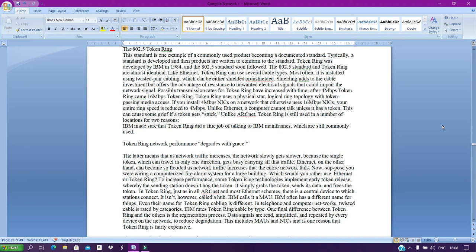Unlike Ethernet, a computer cannot talk unless it has a token. This can cause some grief if a token gets stuck. Unlike ARCnet, token ring is still used in a number of locations for two reasons. IBM made sure that token ring did a fine job of talking to IBM mainframes, which are still commonly used. Token ring performance degrades with grace.